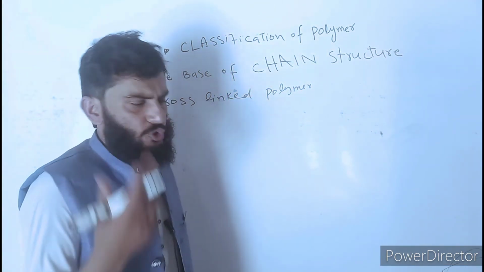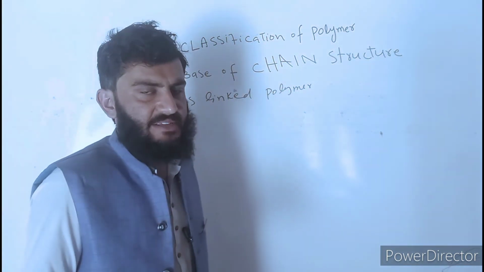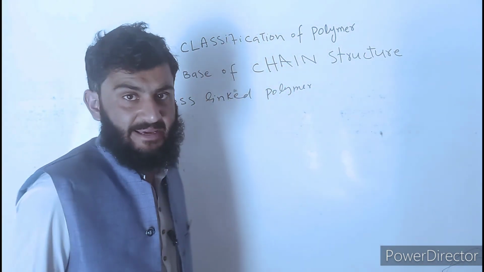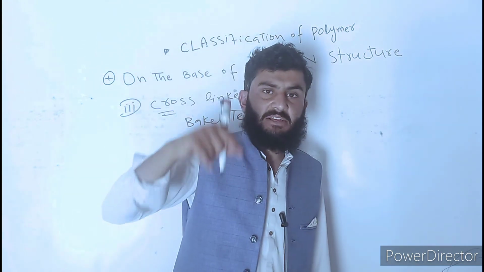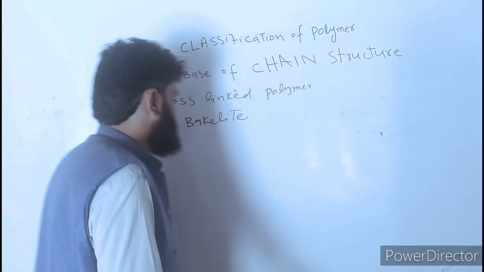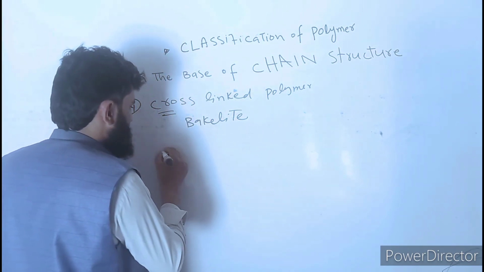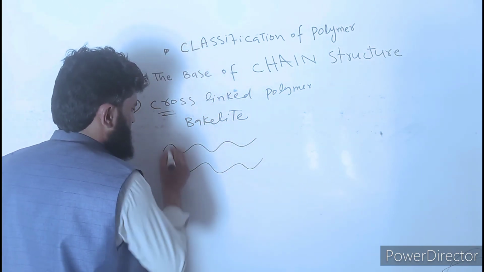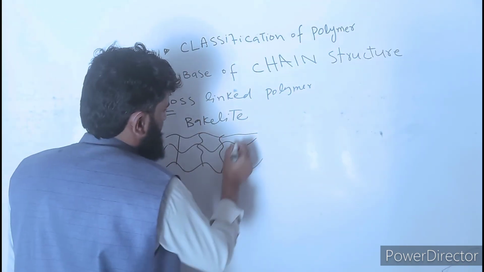Here there should be some cross-linking. The cross-linking nature will be a covalent bond. As in the previous lecture, we have shown this cross-linking for bakelite. You can confirm this cross-linking from our previous videos. So here the cross-linking may be, for example, this is one chain and this is a second chain, and these chains are bonded with each other by cross-linking.